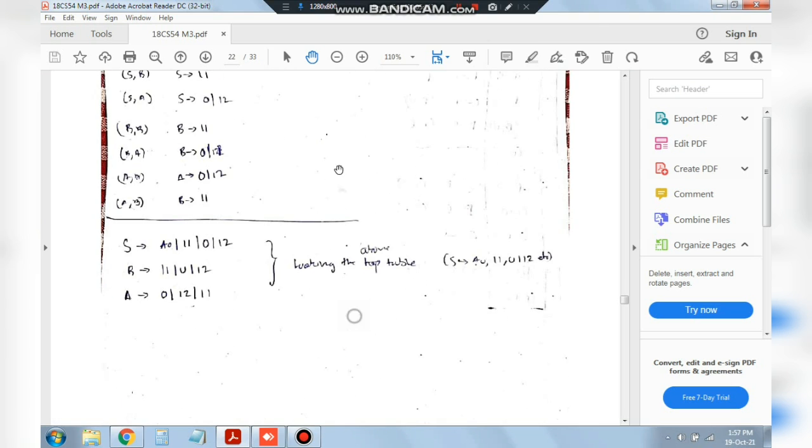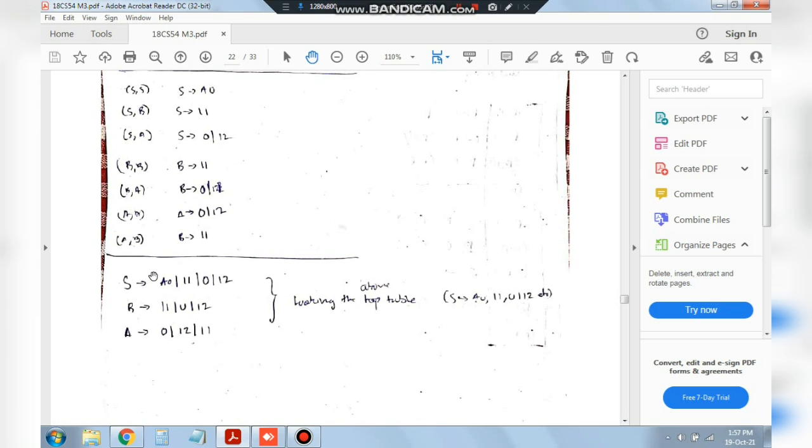After we get all of this, our last step is to combine all of this. For example, if I write S B A, these are three letters here, and the combinations to get are S goes to A0, 1 1, and 0 1 2. All of this combined I'll write here, and the same thing goes for B and A as well. So this is the final answer for the elimination of the unit productions.